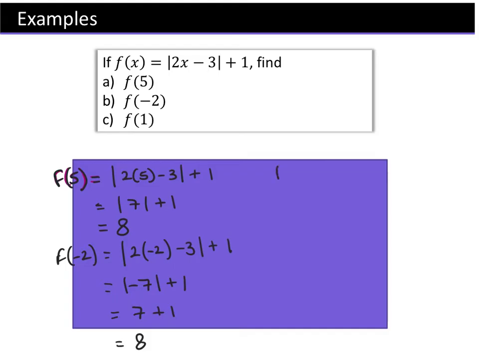And then lastly, when we're substituting in 1, we're going to have 2 lots of 1 minus 3, plus 1, which is going to give us 2 times 1 is 2, minus 3 is minus 1, plus 1. The modulus of minus 1 is 1. So my answer is 2.